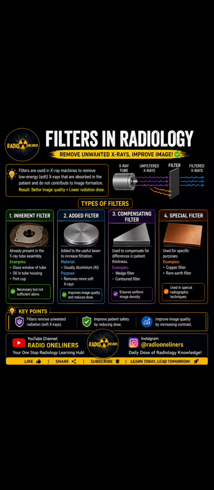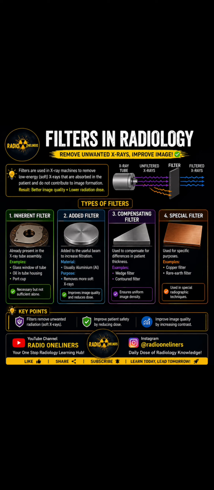For example, a patient's chest might be thinner somewhere, thicker somewhere else, and thinner than the abdomen. So if we do not compensate for these differences, we end up with uneven exposure across the body, right? Some parts of the image will be too light and some parts will appear too dark. This will create a poor quality image actually.